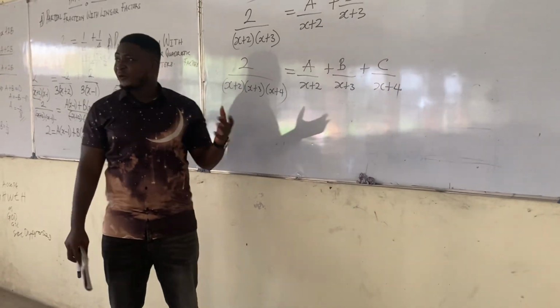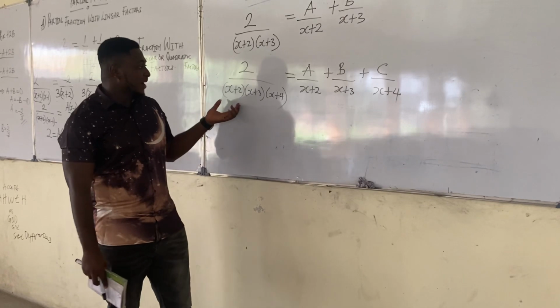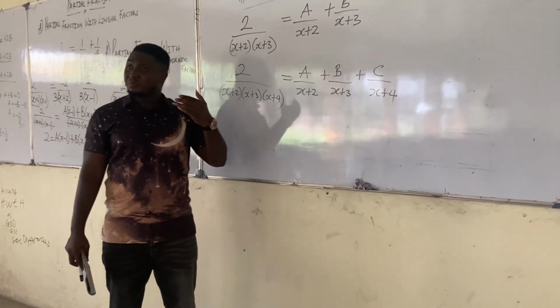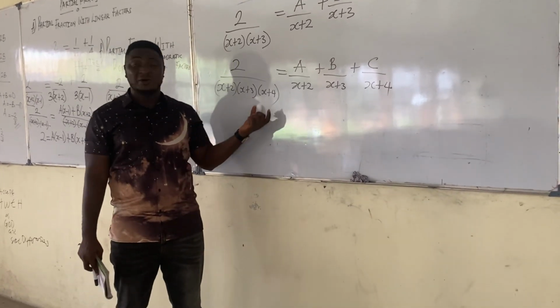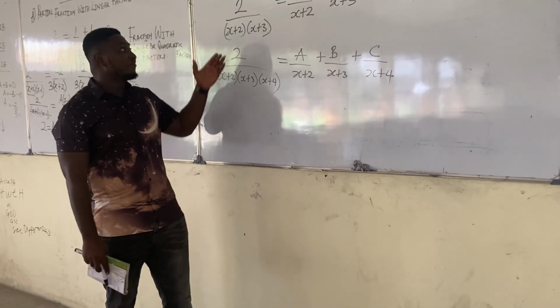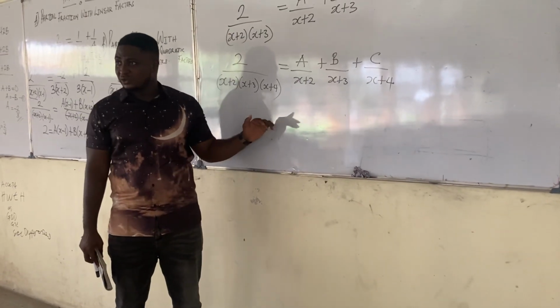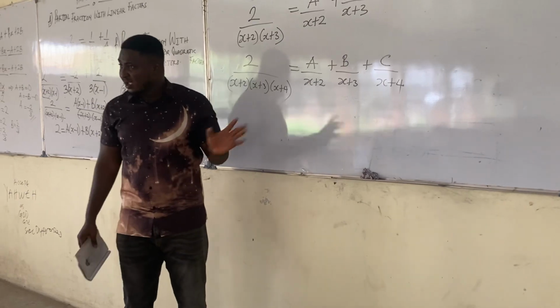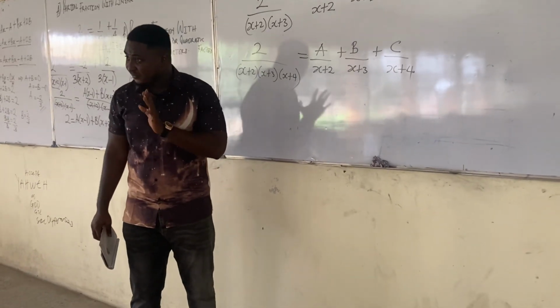For university level, 100 level, this might be the limit they might go. But please be informed that it's very possible to have more factors. Please take note. Now, this is just linear factors, remember. Remember, we said we have 3 classes of partial fractions.